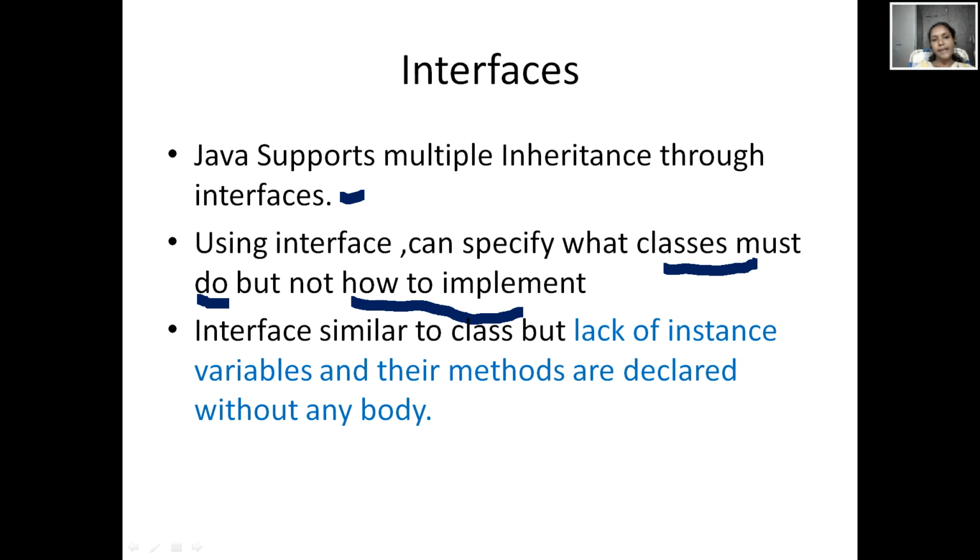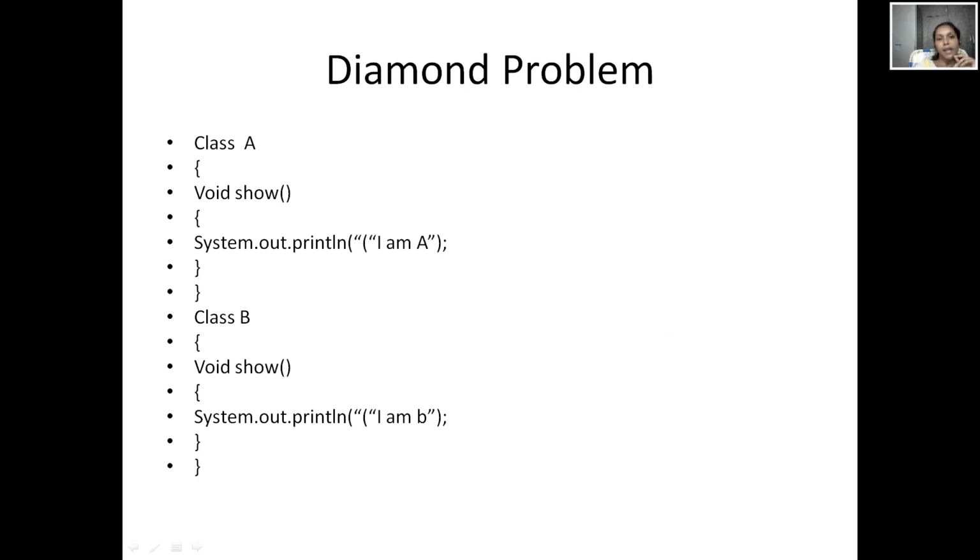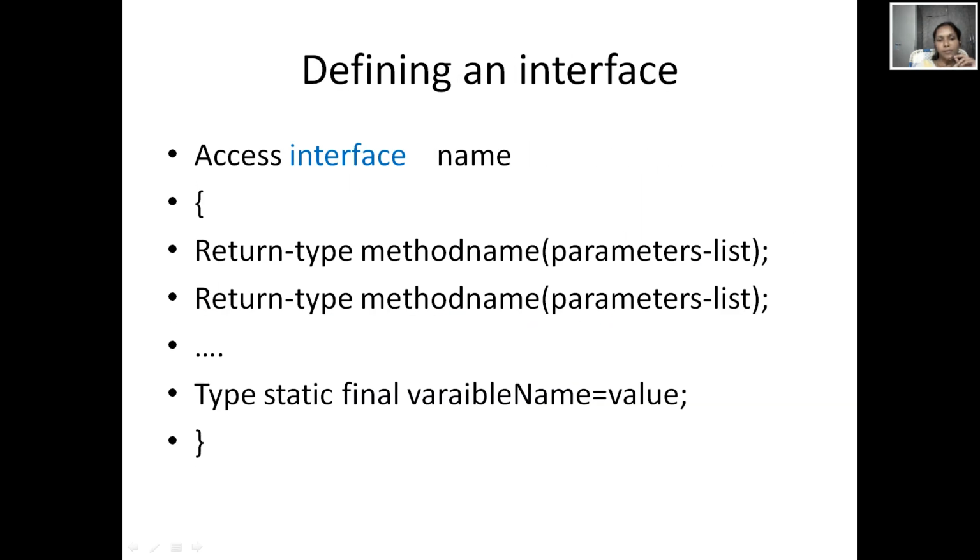And next, how is an interface different from a class? Yes, an interface is similar to a class, but lacks instance variables. No instance variables will be there. It will be purely constant variables, and the methods are declared, which is a very important point, without any body. So only a declaration and no body will be there. Why have we talked about interfaces? Because multiple inheritance is achieved indirectly with the help of the interface concept.